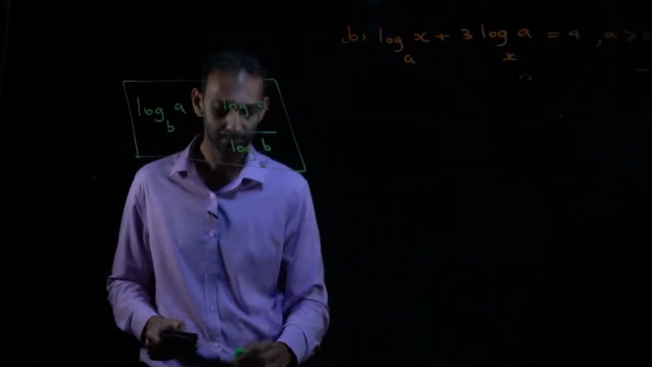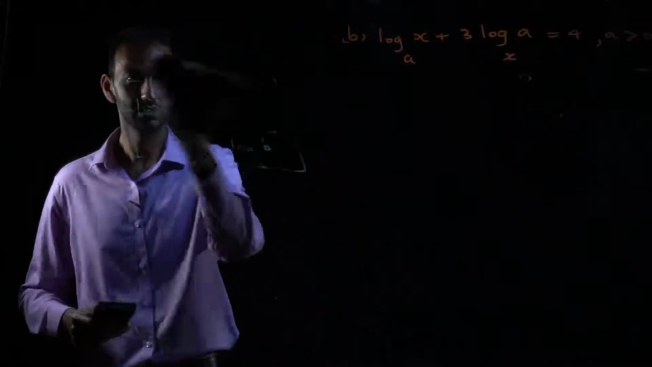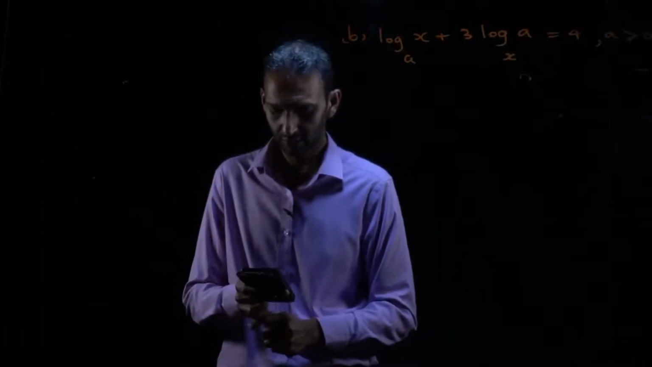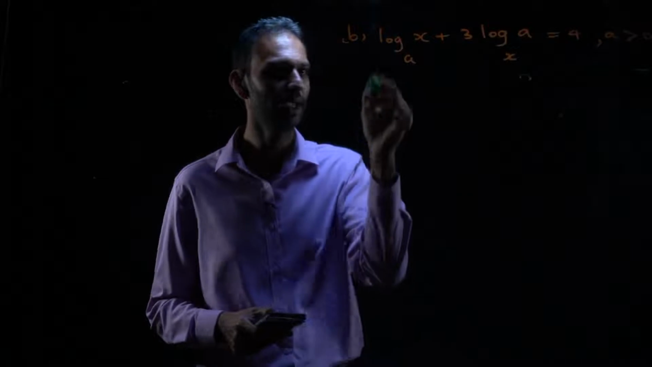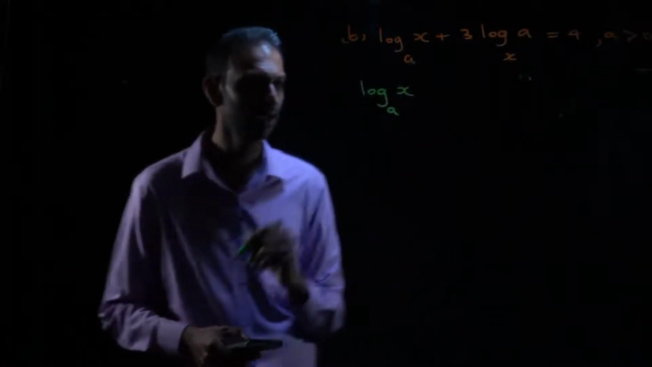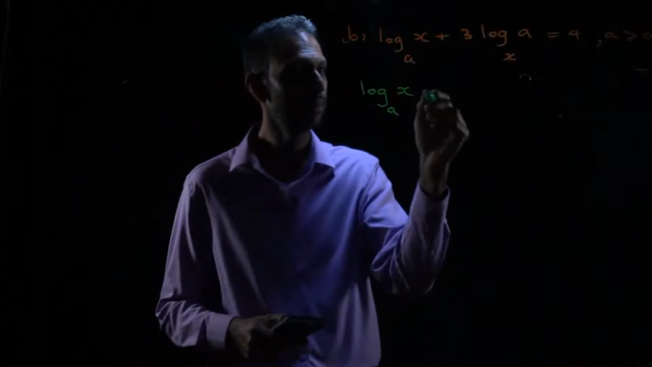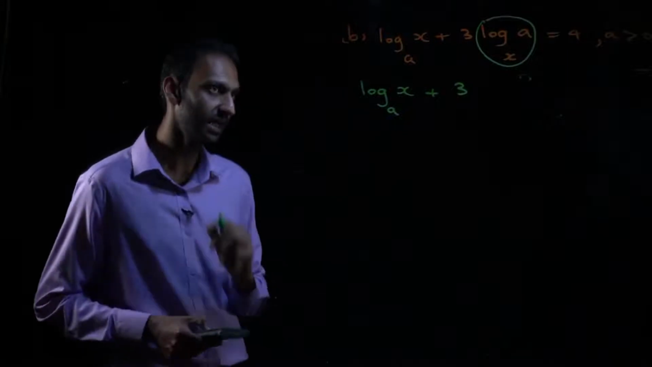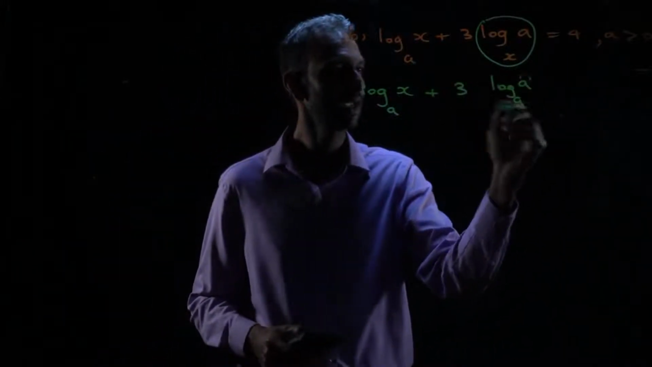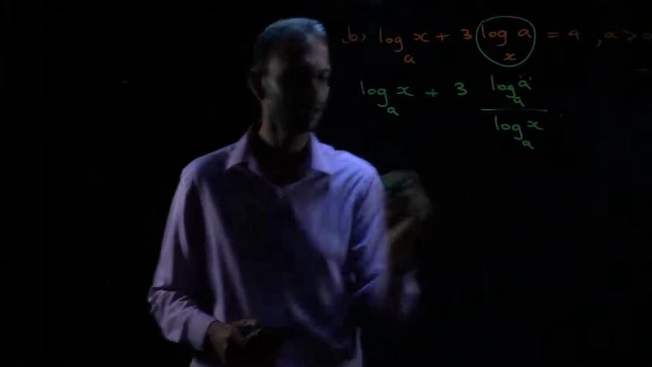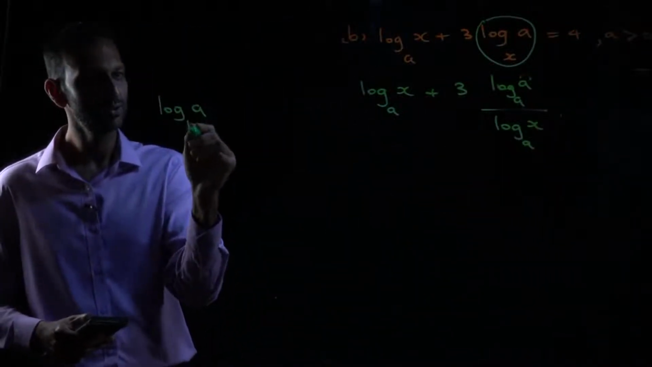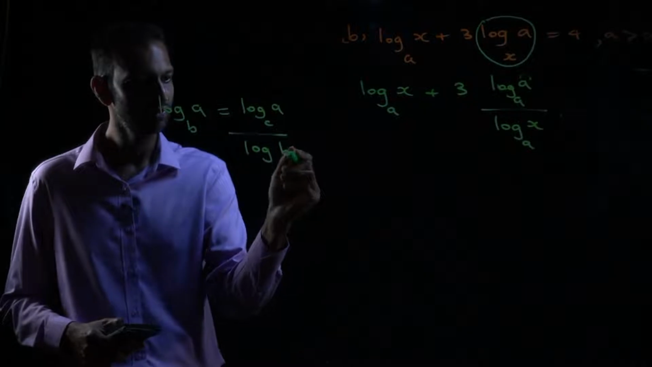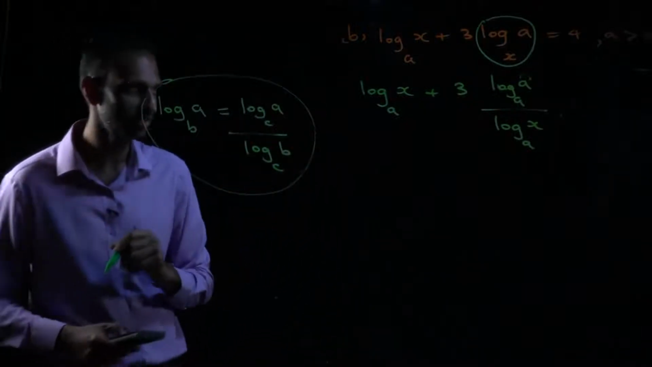I'm going to erase it now, so that we can understand the problem. So as I said, change of base formula. Now let's change the base to a. So the first one is already the same thing, log of x to base a plus 3. Let's change log of a to base x, we'll change it to base a. So it's log of a to base a divided by log of x to base a. I'm using this concept, log of a to base b, change of base to c, log of a to base c divided by log of b to base c. That's the concept of change of base.